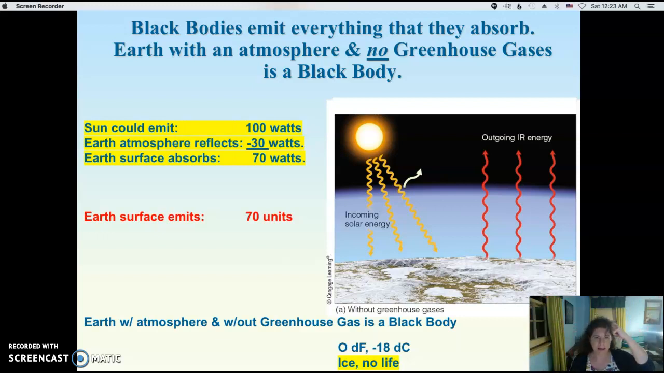If you think about that, we are looking at an atmosphere that does not have greenhouse gas, and we can think about it in terms of the sun emitting 100 units of light to us. Well, 30 of those units are going to be reflected right off the bat by the top of the atmosphere, and that's right here. And then the other 70 are going to pass through the atmosphere and be absorbed by the surface of the Earth. To be a black body, those 70 units have to be emitted right back out again. And the Earth is then taking in everything it can.